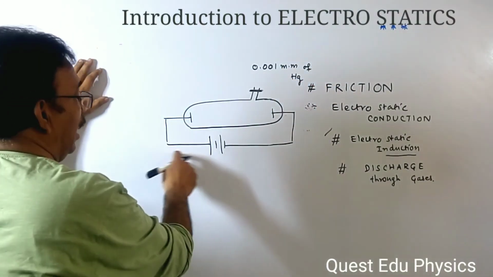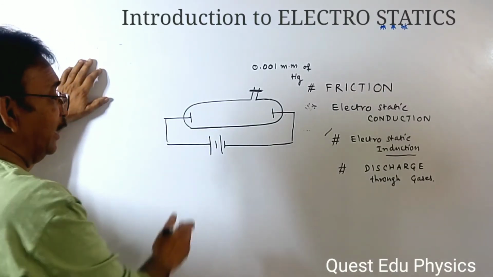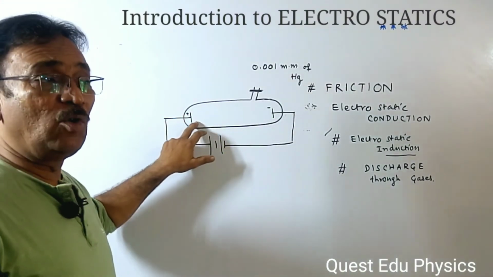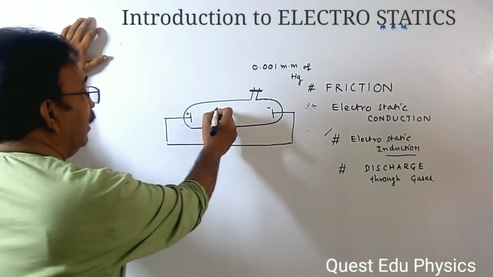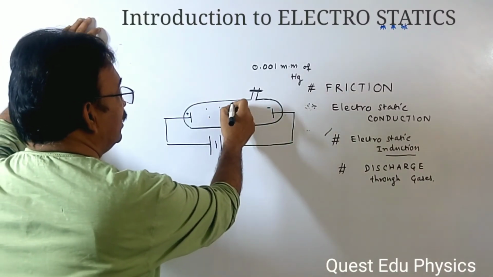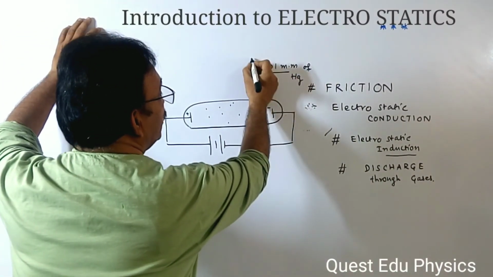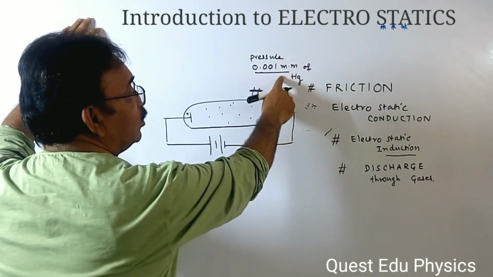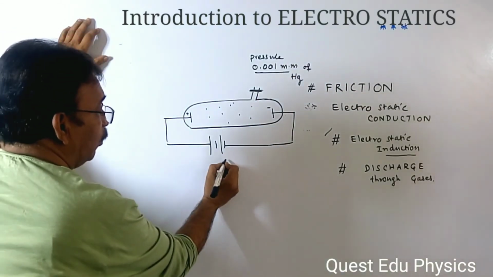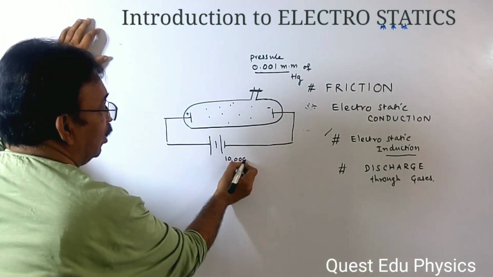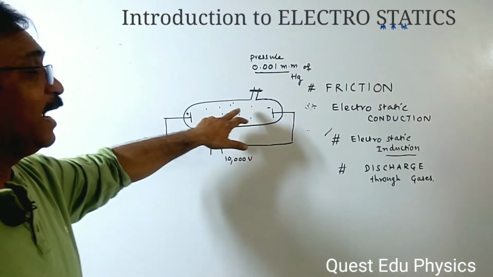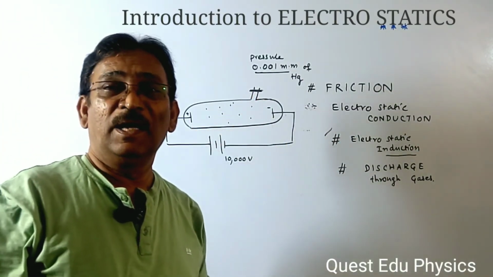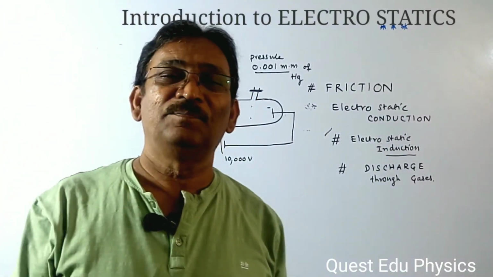Then this metal plate gets heated up, positive as well as negative. Thermions will come out from this plate and they collide with the neighboring air molecules which are present in the tube. Here what we did, the pressure, I told you, is 0.001 mm of mercury, and the potential is about 10,000 volts. Then this gas gets ionized. Ionized means it divides into positive and negative ions.